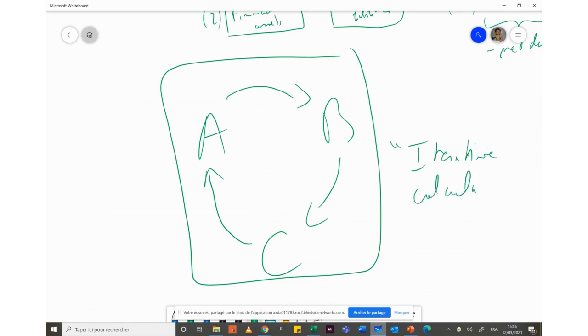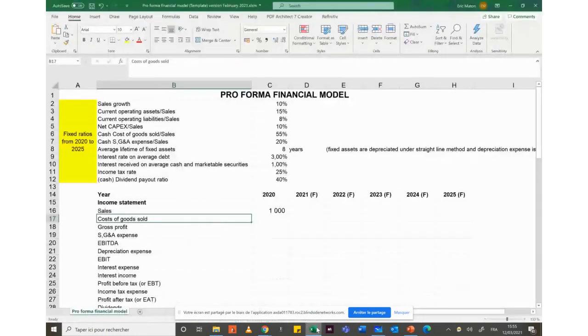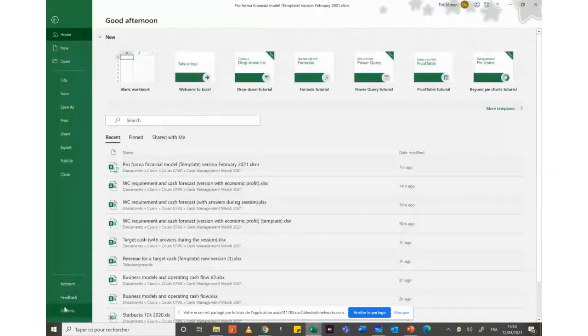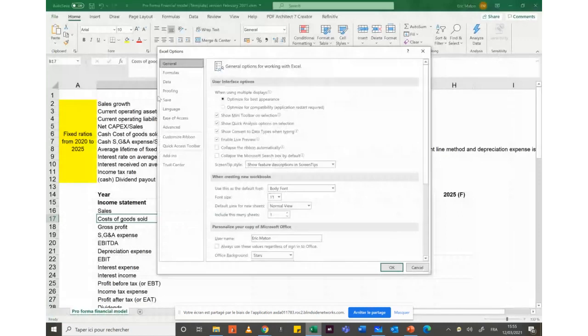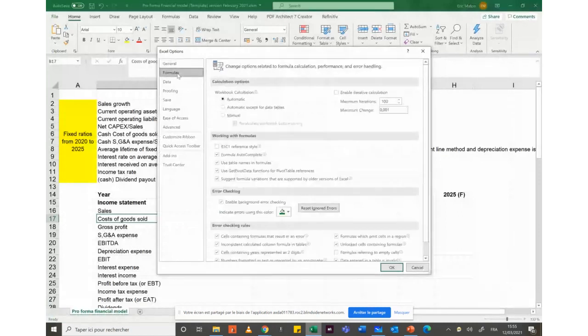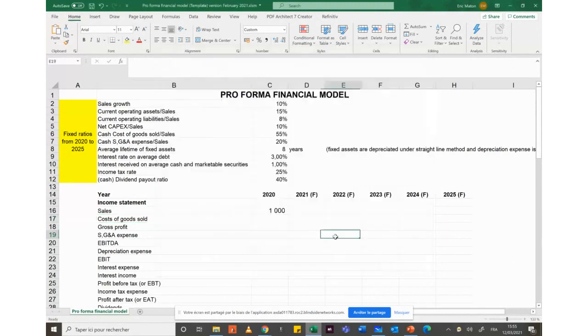So you go to Excel and you say in the options, file options, in the formulas, you say, I accept the iterative calculation. And you say how many iterative calculations you accept. 100 is enough for what we do. Sometimes you need more iterative calculations in order to find the good answer. So here we accept the iterative calculation. So now we can do all the calculation.